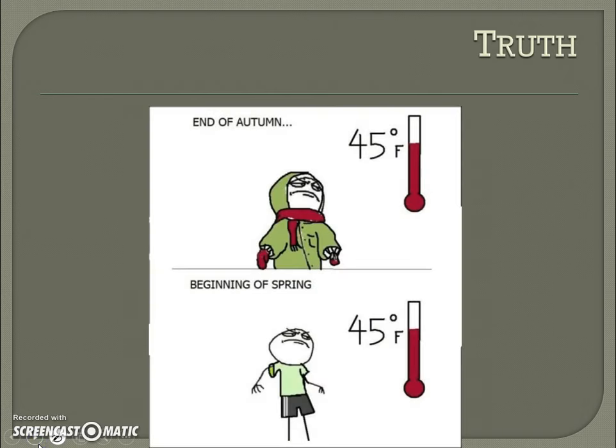But here is just a moment of truth. The end of autumn, 45 degrees, in the beginning of spring. Man, it's just too hot or too cold.